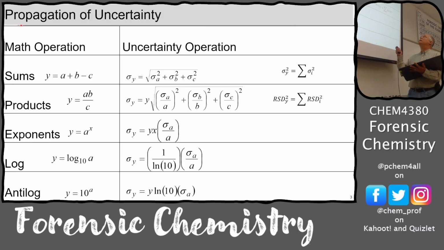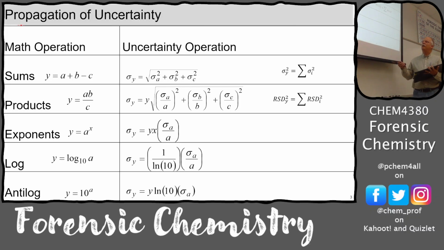So these are easy to remember. If it's addition and subtraction, you're just looking at the variances, the squares of the standard deviations. If you're dealing with multiplication and division, you're looking at the sums of squares of the RSDs. And so that's an easy way to remember it.